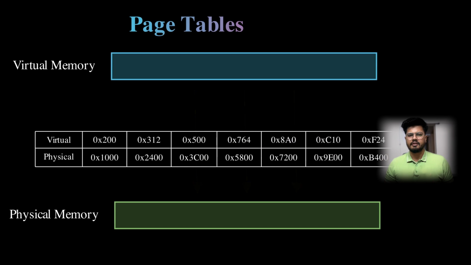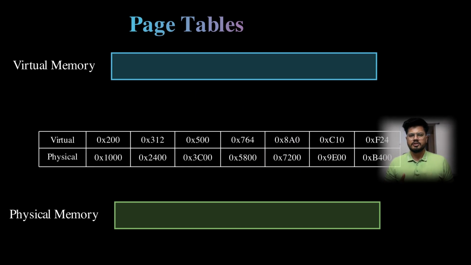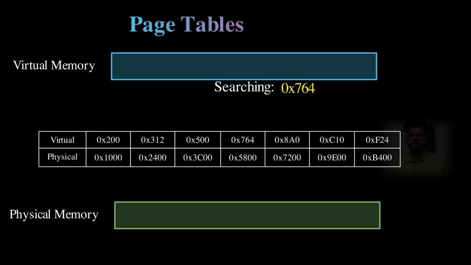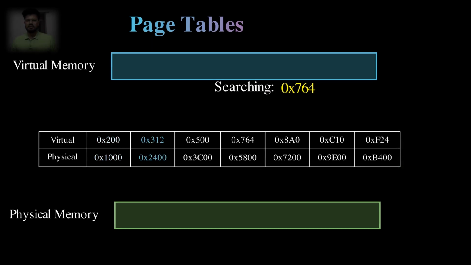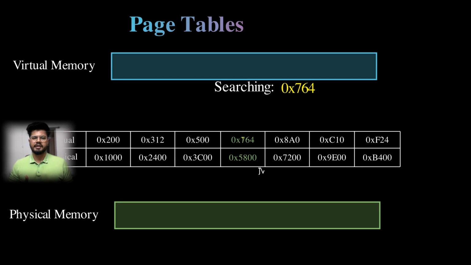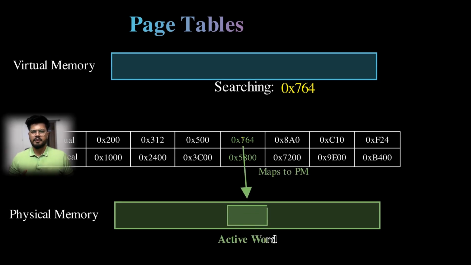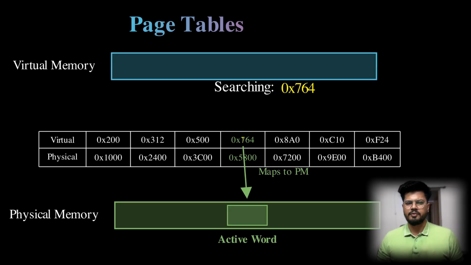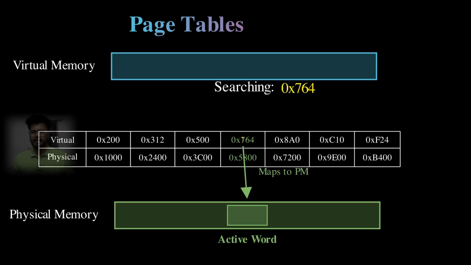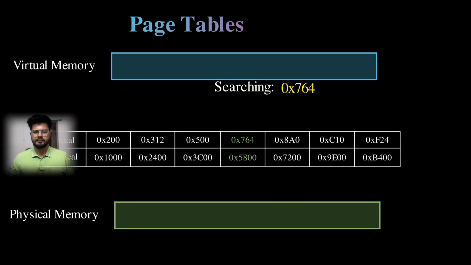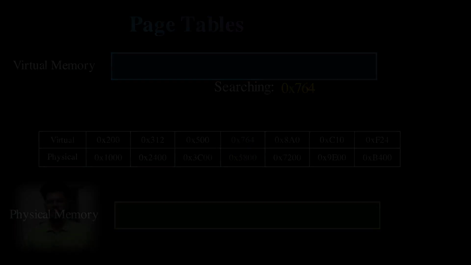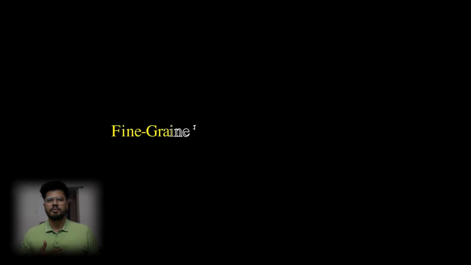Let's take a real example. Suppose the CPU generates this virtual address 0x764. It searches the page table. First entry does not match, second entry no, still no match, and finally it is 764. It maps to a physical address, and once we find it, we activate the word in physical memory. That's how translation works. Simple, direct, but now we have a problem.